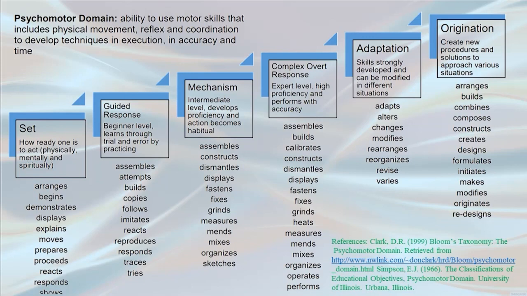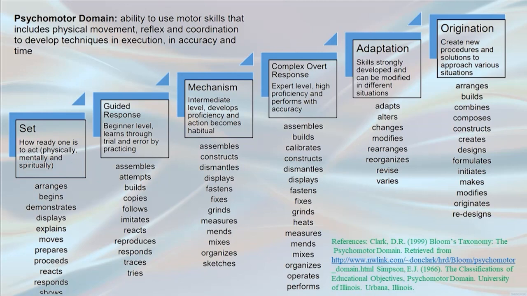The next level is complex responses. Actually, this level is kind of expert level, where the learner has high proficiency and performs with accuracy. For example, operates and runs machines efficiently, or does a medical procedure with proficiency and confidence. In the next level, which is the adaptation level, skills are strongly developed and can be modified in different situations. So the learner revises and improves procedures.